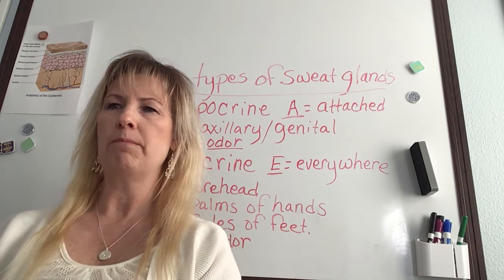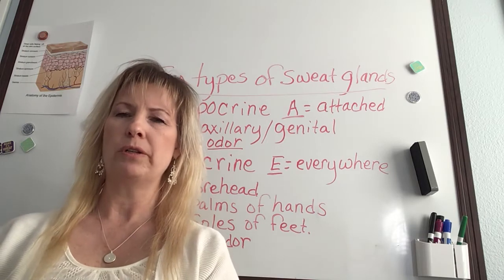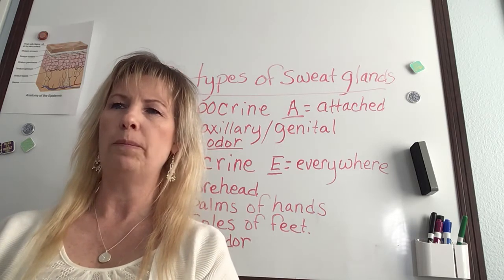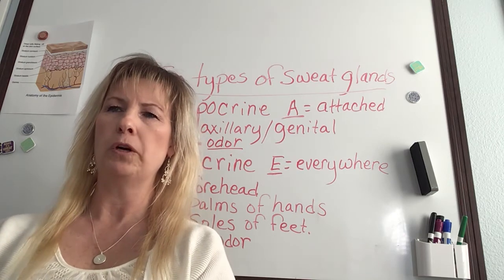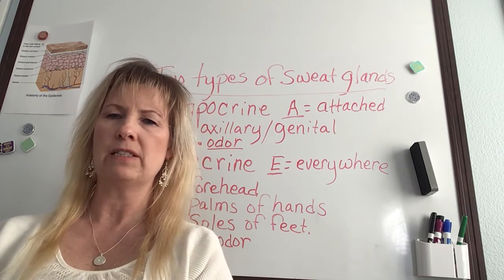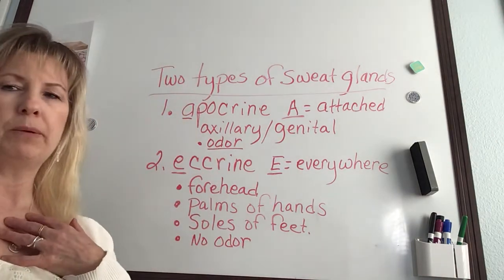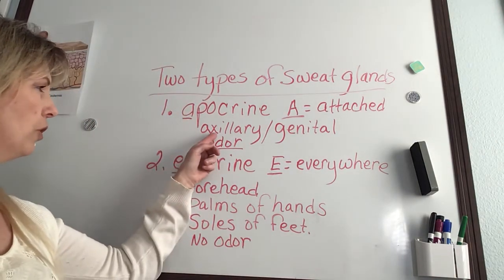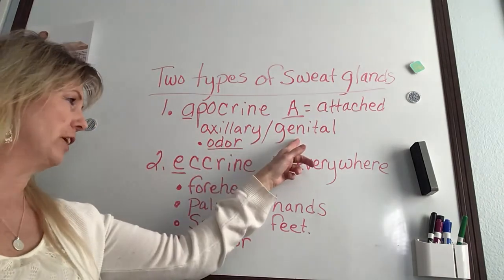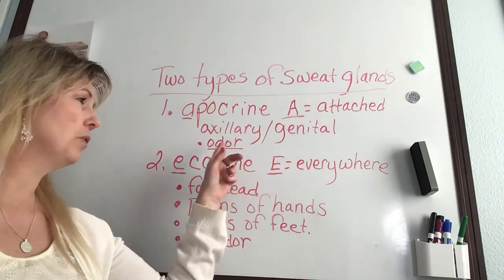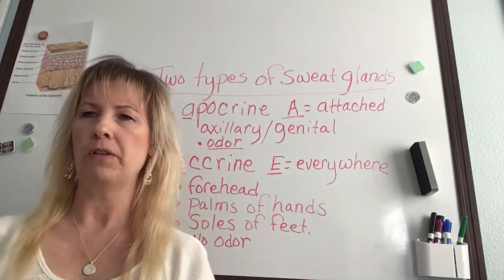Now, according to some medical authorities, apocrine glands are really not true sweat glands because their openings connect to the oil glands instead of the pore openings directly on the skin surface. One thing you want to remember, I remember it this way: A for axillary, under your arms, and then the genital area. And they do have an odor. So that's another way that you can remember those.